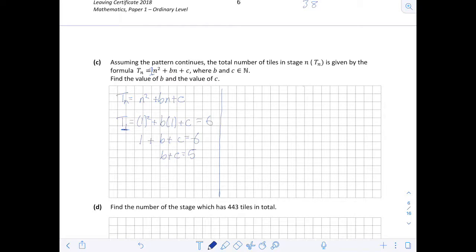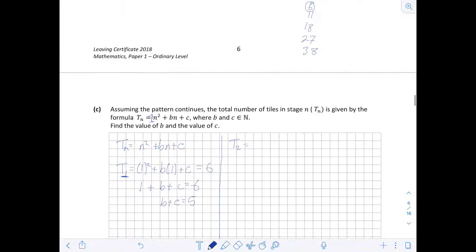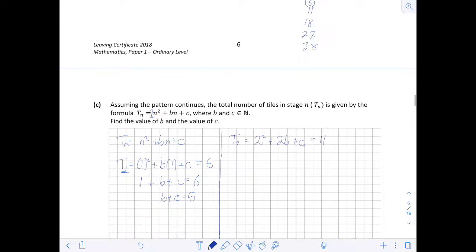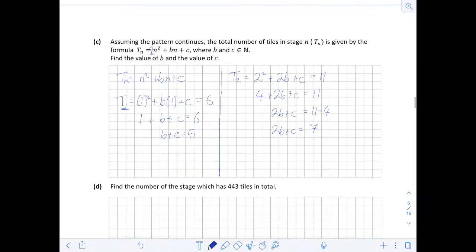Let's do it again for T2. T2 is equal to 2 squared plus 2b plus c, and that's going to equal 11. So that's going to be 4 plus 2b plus c is equal to 11. So 2b plus c is equal to 11, take away 4. So 2b plus c is equal to 7. And then I have to do simultaneous equations with those two things. So I can then write b plus c underneath this, equal to 5. And I can take this line away. So that's going to give me b is equal to 2.